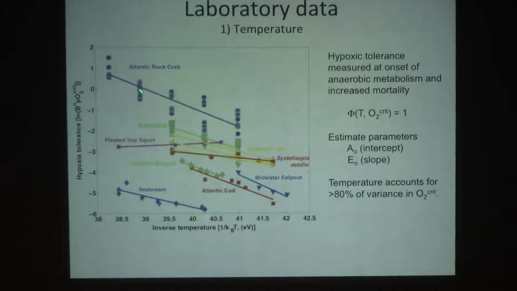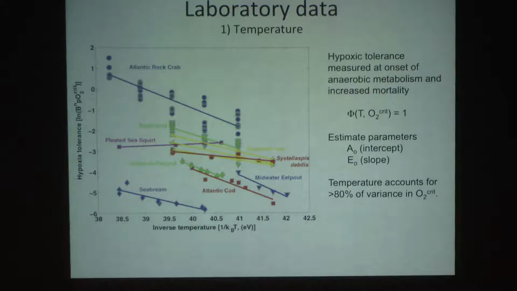Once we declare that at these lethal or anaerobic onset levels, we must be having a condition in which phi is 1. That's what caused them to start anaerobic metabolism and ultimately to increase mortality. And that, in fact, accounts for about 80% of the variance in hypoxic tolerance limits.